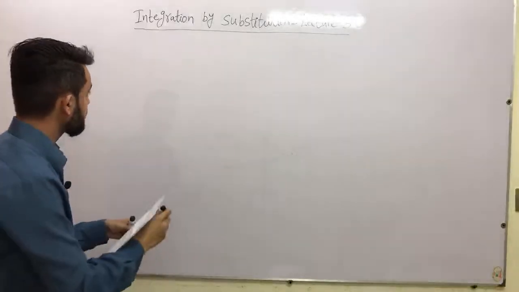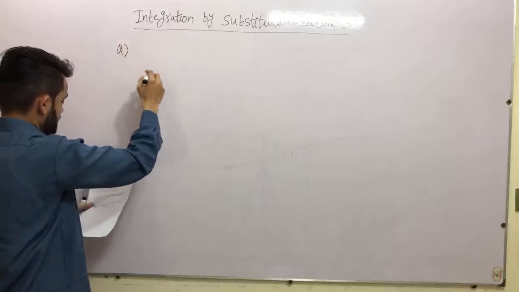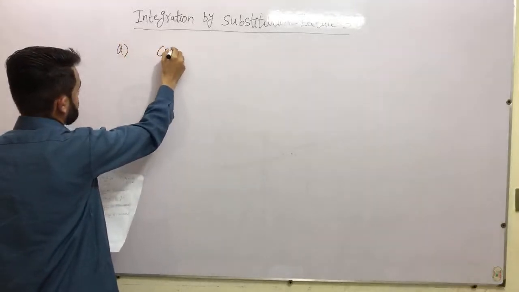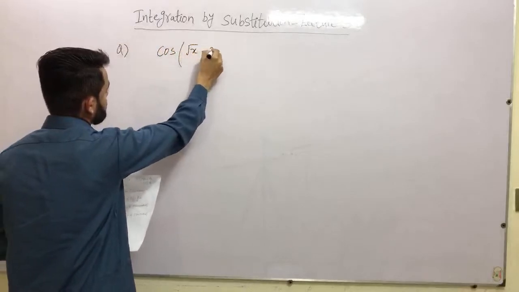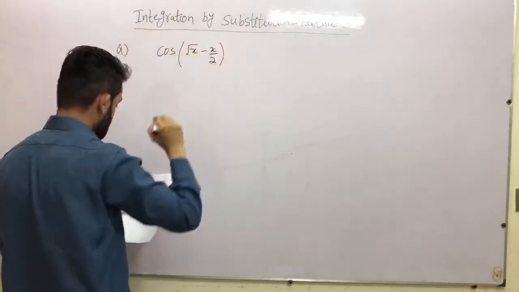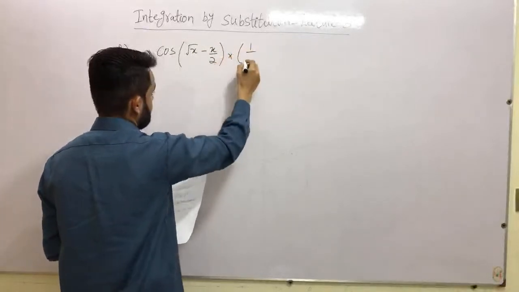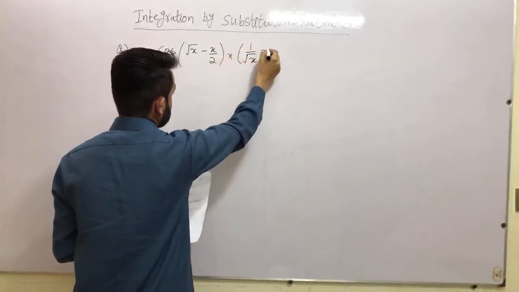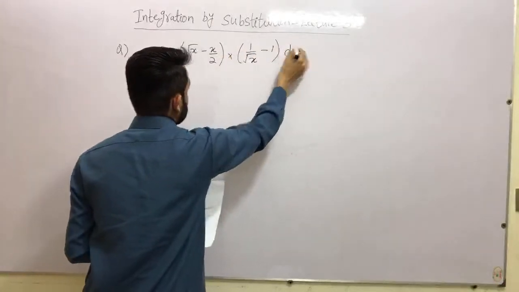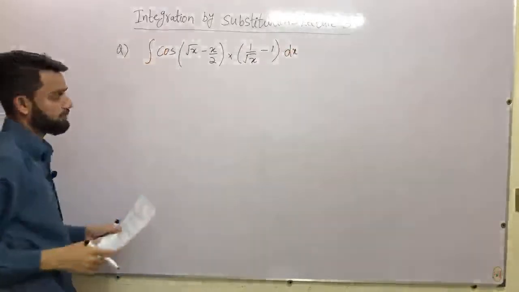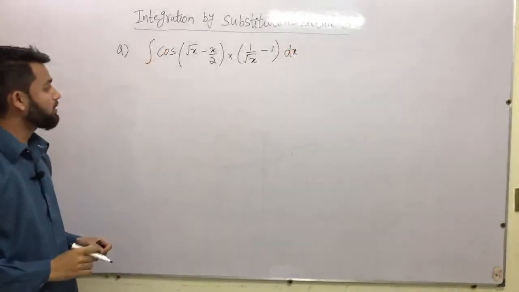Now we have another question, which is the integral of cos of the angle square root x minus x over 2, multiplied by 1 over square root x minus 1, dx. Okay, now we are going to solve this question.